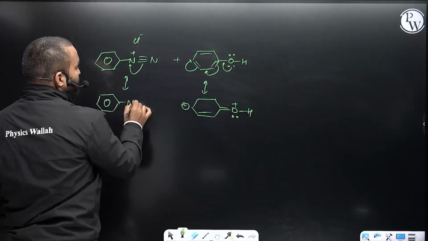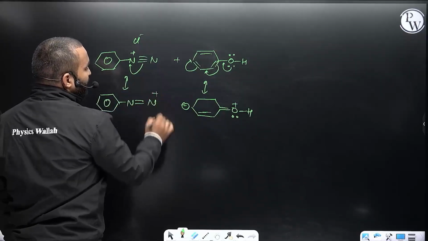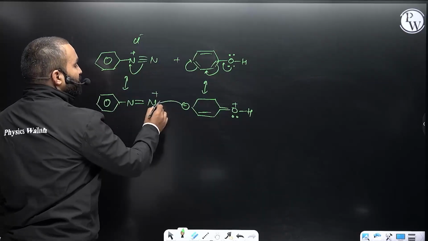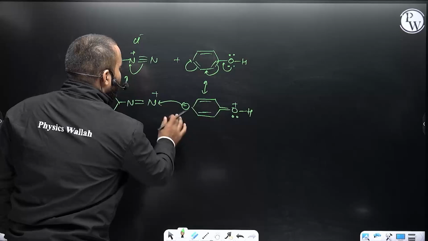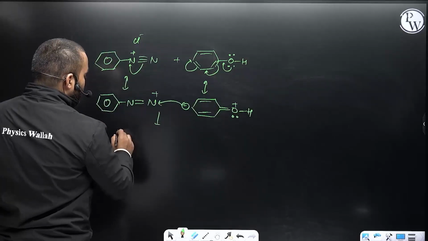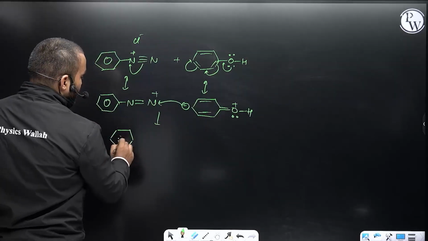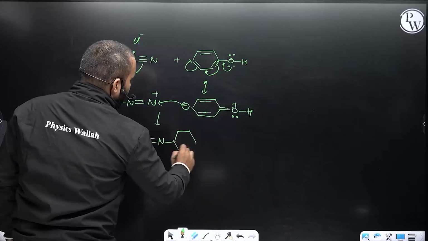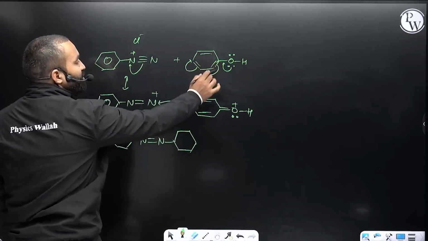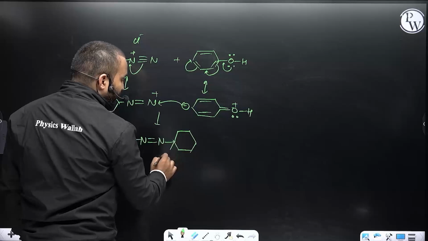Where nitrogen is neutral, double bond, and this nitrogen is positively charged. This attacks on the nitrogen, forms a carbon-nitrogen bond. There's a double bond here. Carbon-nitrogen bond forms. So the product obtained is nitrogen double bond nitrogen with the benzene ring having every carbon has one hydrogen except this. So I'm writing hydrogen here.